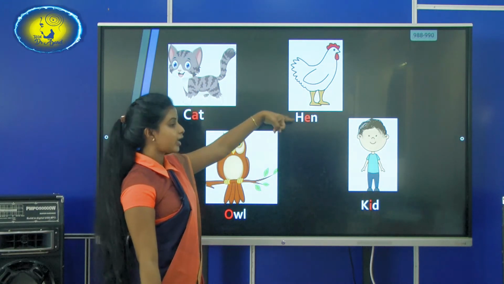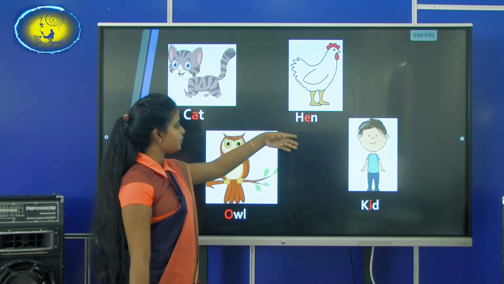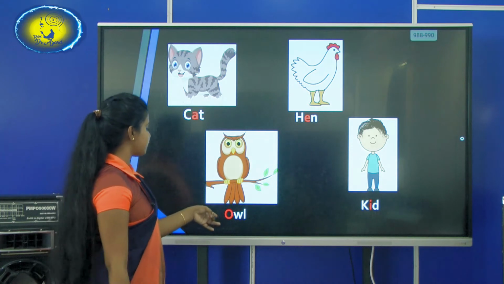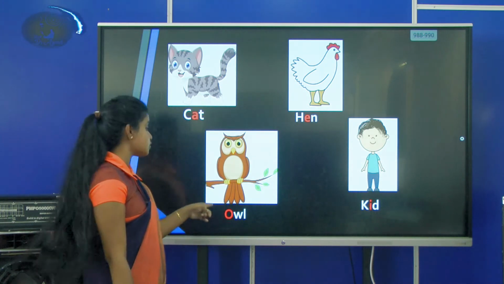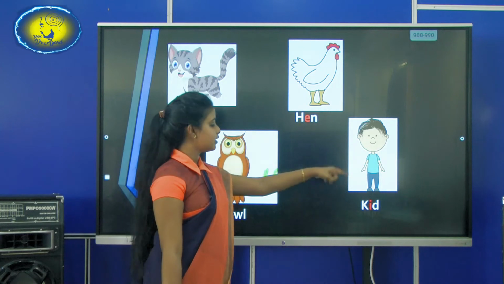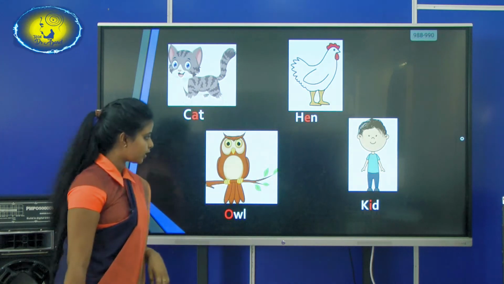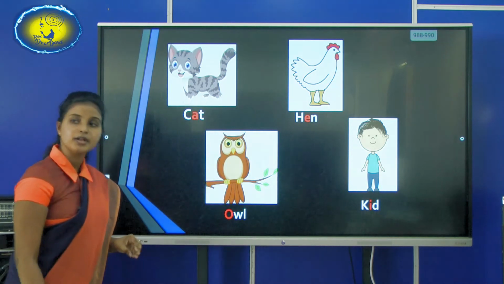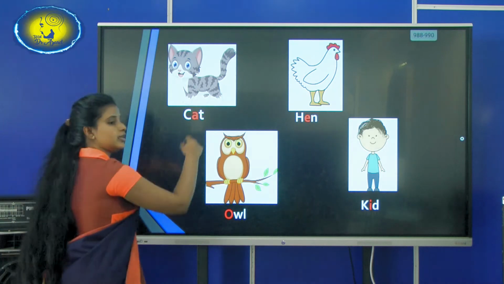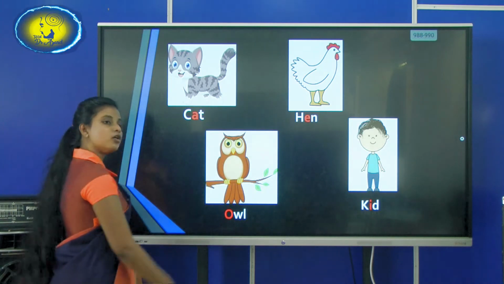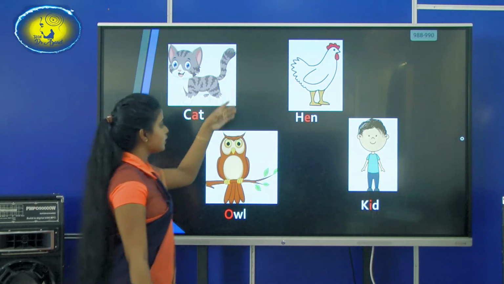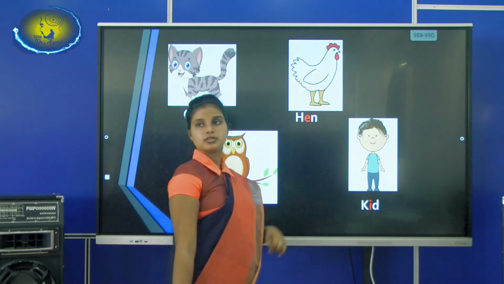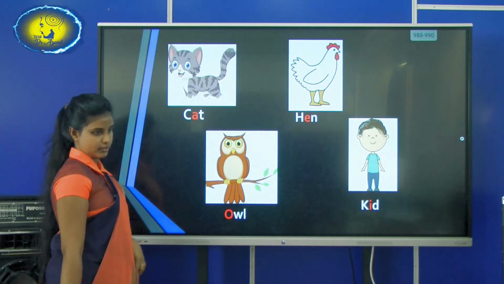Next, this one, hen. What is the vowel letter here? It is E. This owl. What is the vowel letter? Yes, the first letter, it is O. This one, kid, the vowel letter is I. Okay children. Now A, E, O, I. Those four letters are called vowels. And what about the other letters? They are consonants. C, T, H, N, W, L, K, D. Those are called consonant letters children.